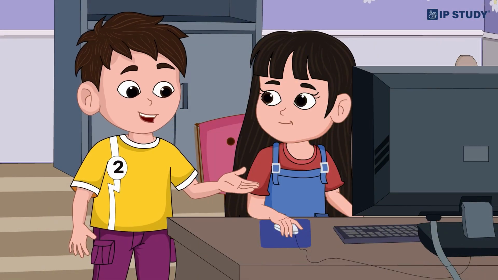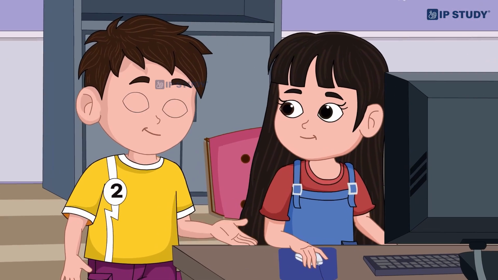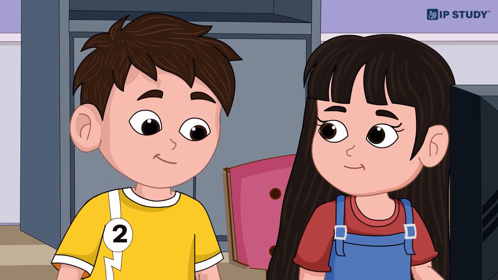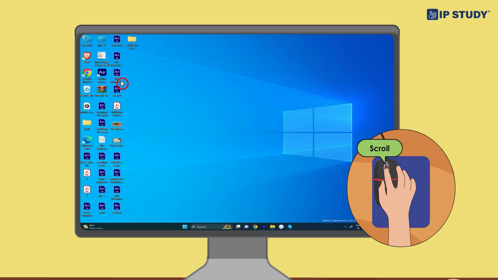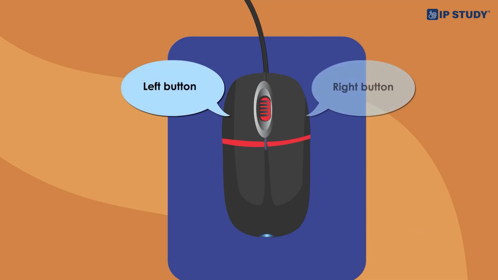What are these buttons on top of the mouse and what are they used for? Oh, that is the scrolling button. They help us to move the page up and down. And you see those two buttons on the top? One is on the left side and the other on the right.